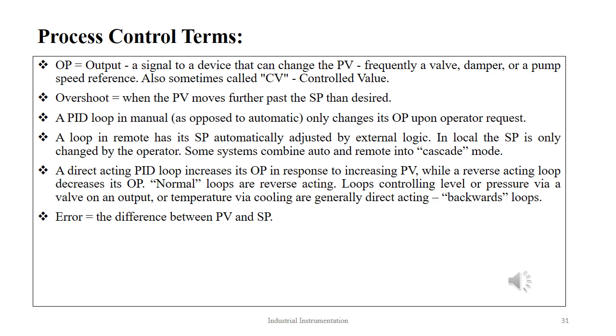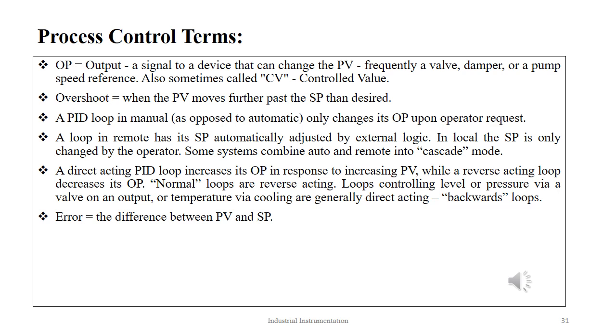Overshoot is when the process variable moves farther past the set point than desired. A PID loop in manual only changes its output upon operator request. A loop in remote has its set point automatically adjusted by external logic. In local, the set point is only changed by the operator. Some systems combine auto and remote into cascade mode to control the set point. A direct acting PID loop increases its output in response to increasing process variable, while a reverse acting loop decreases its output. Normal loops are reverse acting.